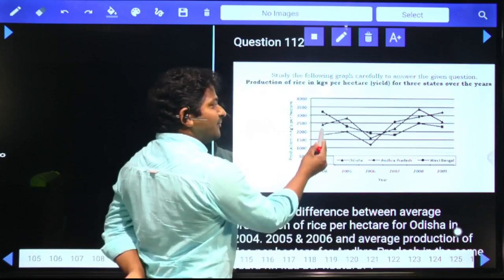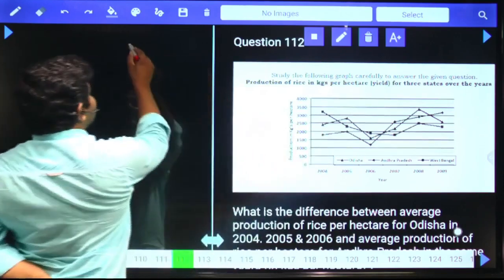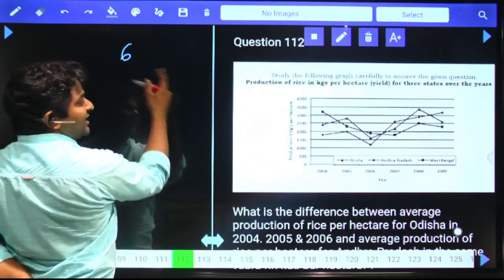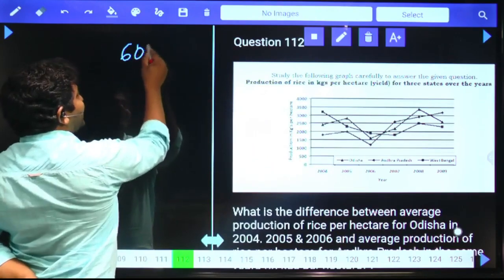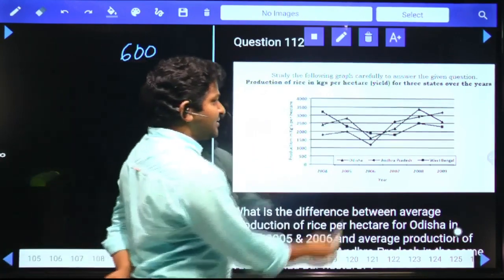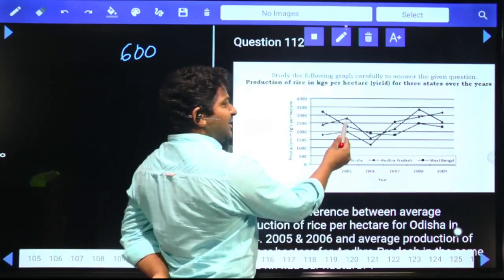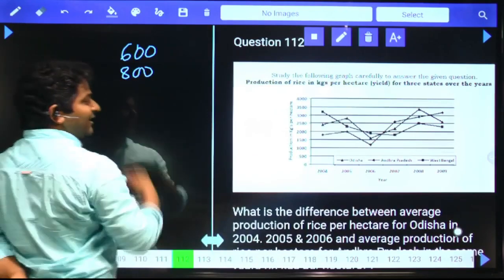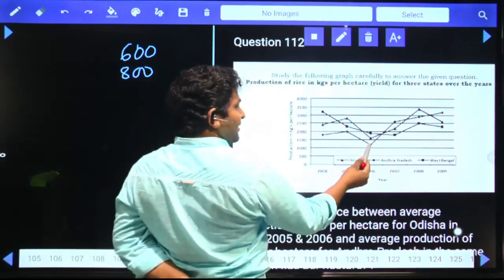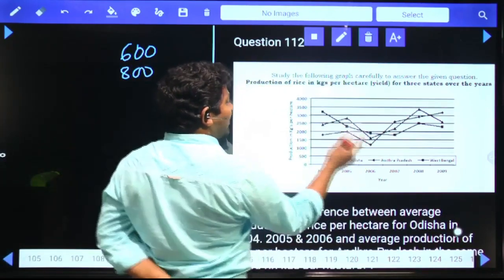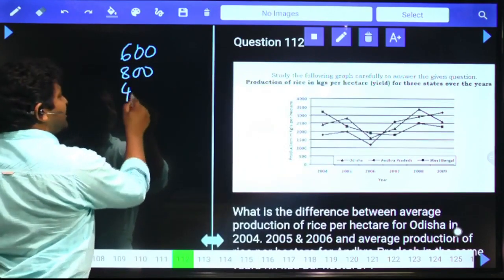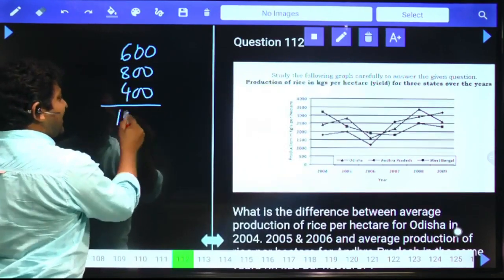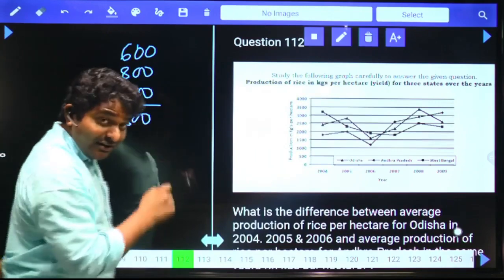2 lines here, 4 lines here. Total 6 lines we have. Each line is equal to 100, that is equal to 600. Next, 5 lines, upon it we have 3 more lines. That is 8 lines, 800. Now here 3 lines, upon that we have only 1 more line. That is total 1800. This is the average difference.